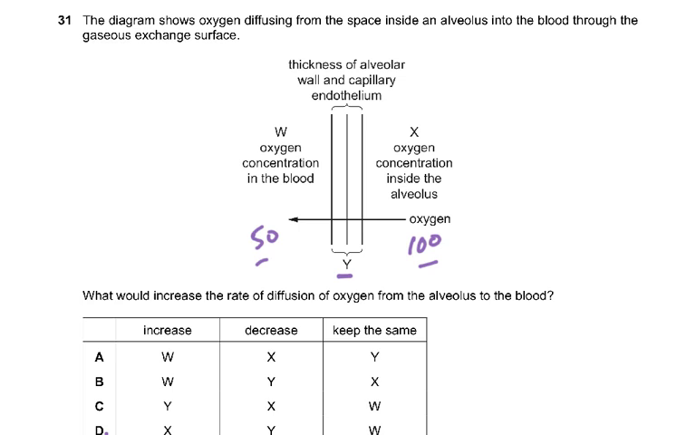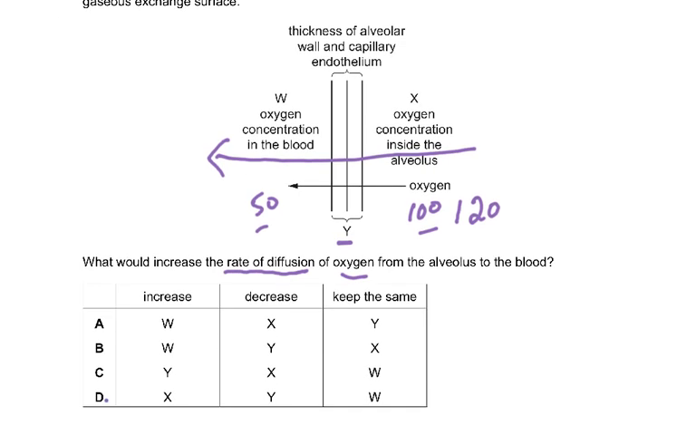Now it says what would increase the rate of diffusion of oxygen from the alveolus. So from the alveolus into the blood. Now what should increase? If we increase X, the oxygen concentration, make this 120. So this would increase the gradient, the steepness of the gradient of diffusion. That's one of the points written in your books about what would increase the rate of diffusion. So if we increase X, it will become 120. This would, of course, increase.